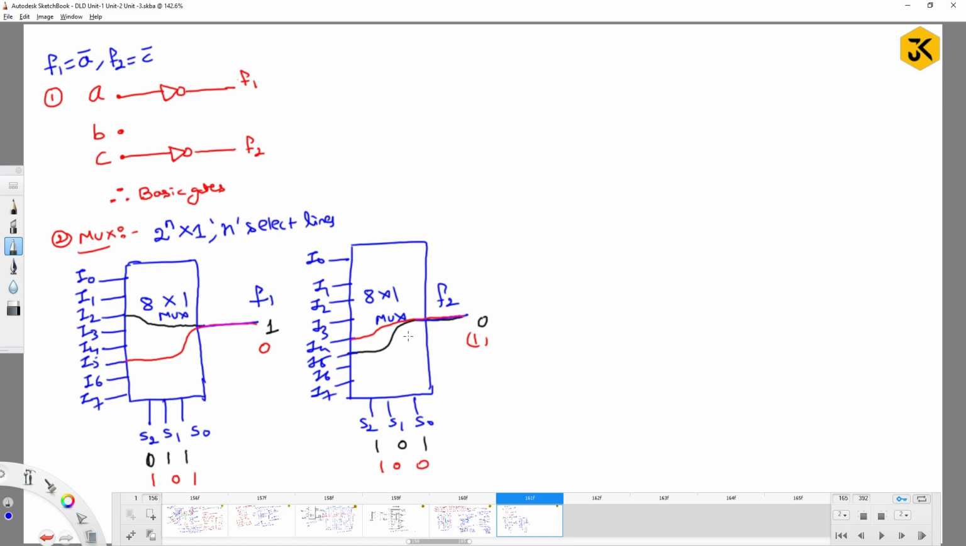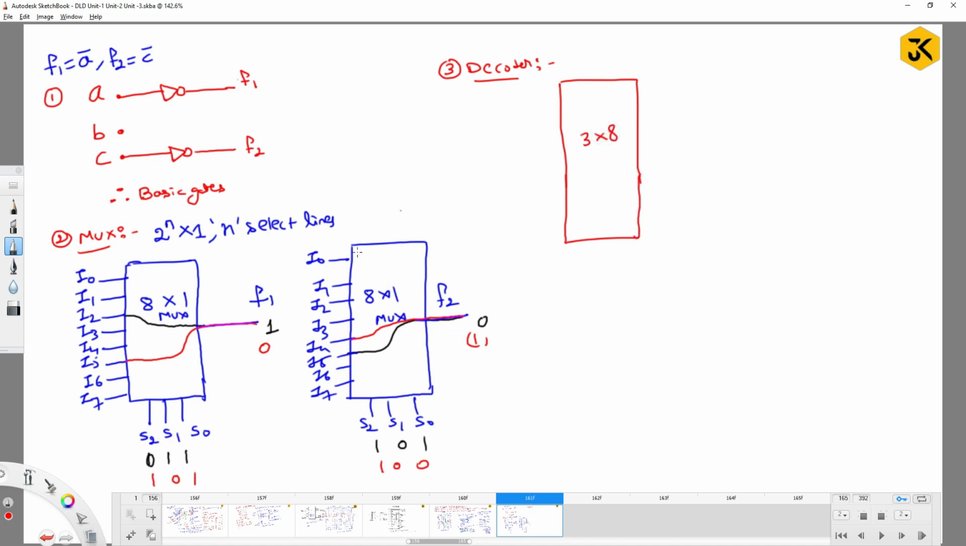Yes, we can do, right? So if you are going to do it with the help of a decoder, what kind of decoder can we use? You can simply use a 3 by 8 decoder. Yes, if it is a 3 by 8 decoder, we need only a single 3 by 8 decoder, right?